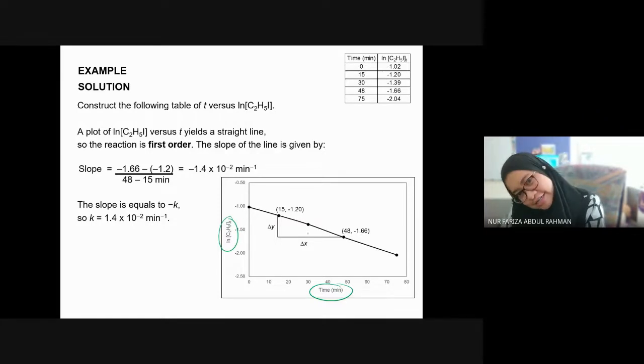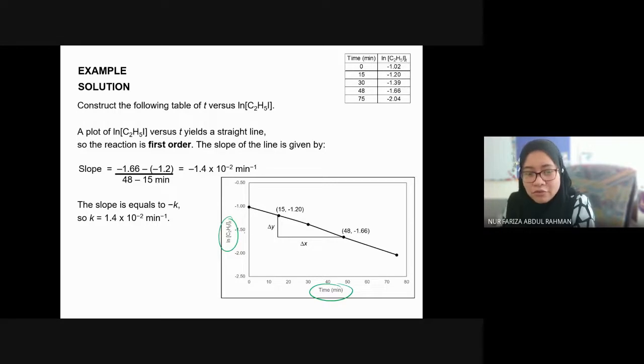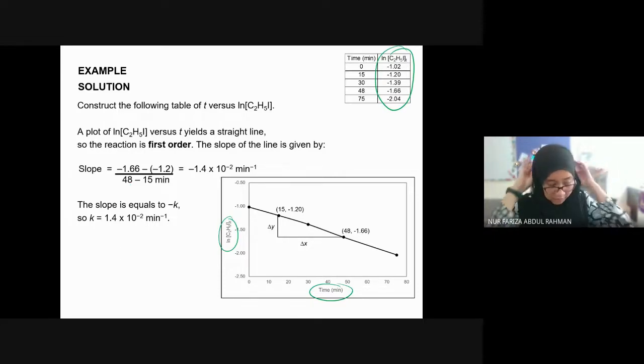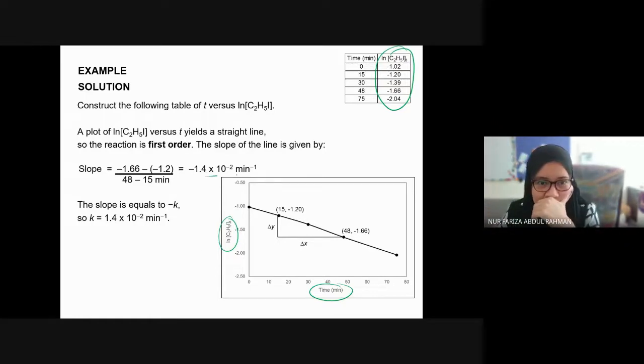So sebenarnya you kena try out lah. You kena plot all the graph. Okay, alright. So ni, you kena prepare. This is the one yang produce the straight line. So it is a first order reaction. Then you have to find the slope because why? Slope represent the rate constant. Okay, slope represent the rate constant. So this is the slope.